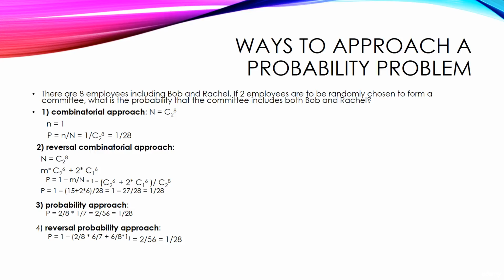The reversal probability approach. We can choose any first person. Then if we have Rachel or Bob as first choice, we can choose any other person out of 6 people. If we have neither Rachel nor Bob as first choice, we can choose any person out of the remaining 7 people. The probability that the committee includes both Bob and Rachel is P is equal to 1 minus (2 by 8 times 6 by 7 plus 6 by 8 times 1), which is equal to 2 by 56, which is equal to 1 by 28.